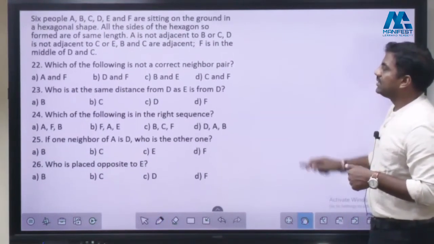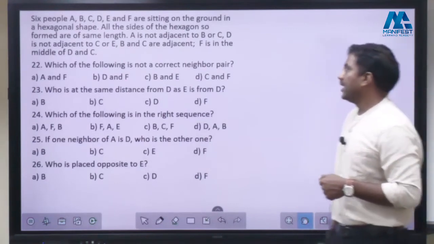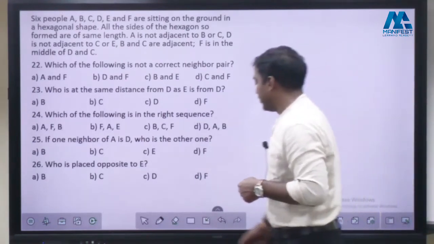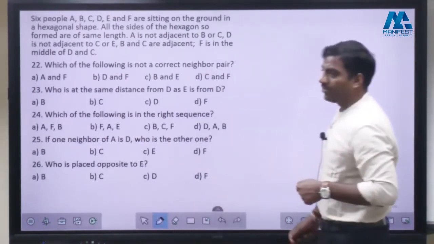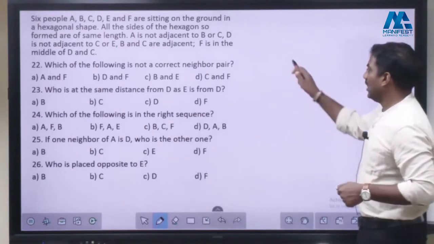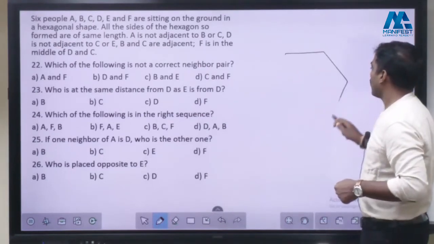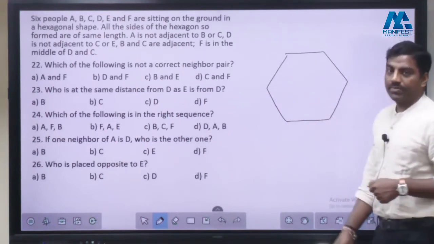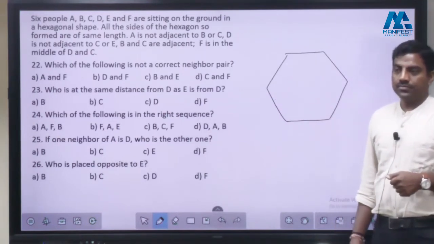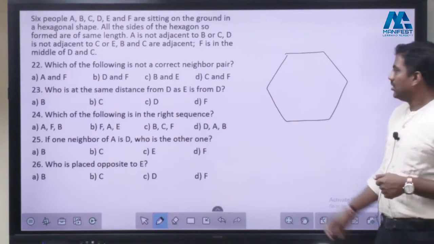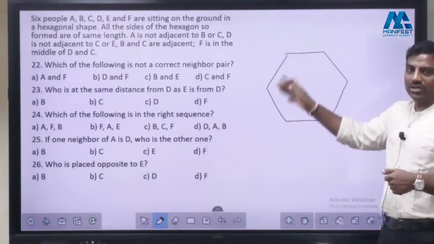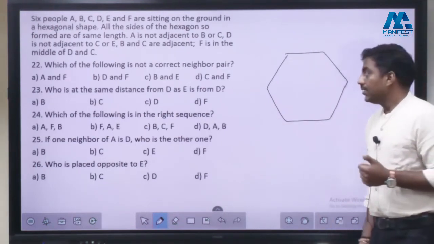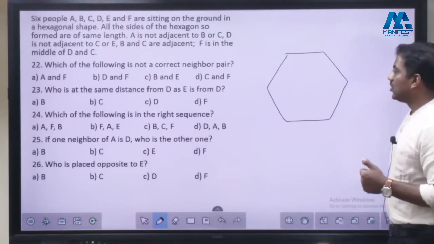Six people A, B, C, D, E, F are sitting on the ground in hexagonal shape. The hexagonal shape doesn't make much difference to the circle. It is just a circle only. Make these sides curved, it will become a circle. Now, which of the following is not correct?